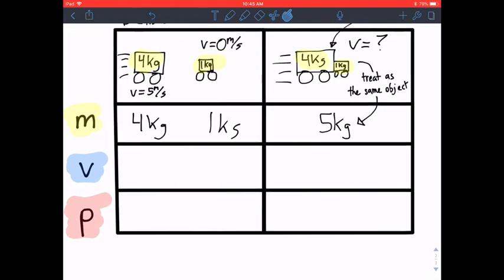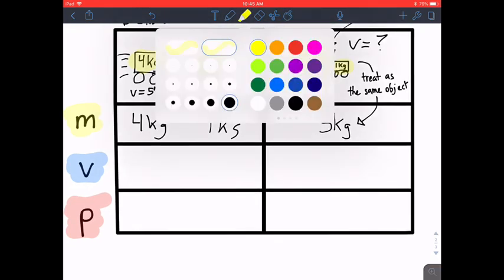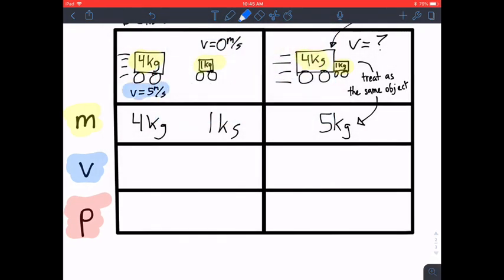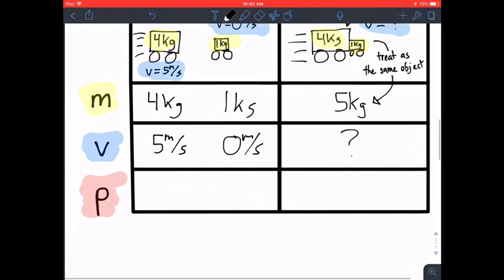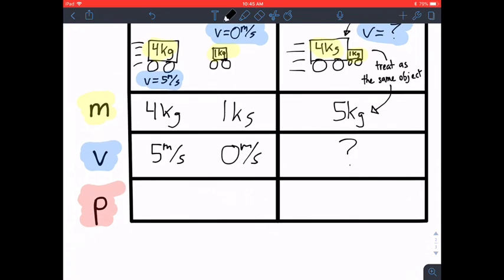All right. Now the other thing we know is the velocities. So this is moving at 5 meters per second. This is moving at 0. And we're trying to solve for the velocity over here. So what I'm going to write is 5 meters per second, 0 meters per second, and then a question mark, because that's what I'm trying to solve for. And I'll erase that later.